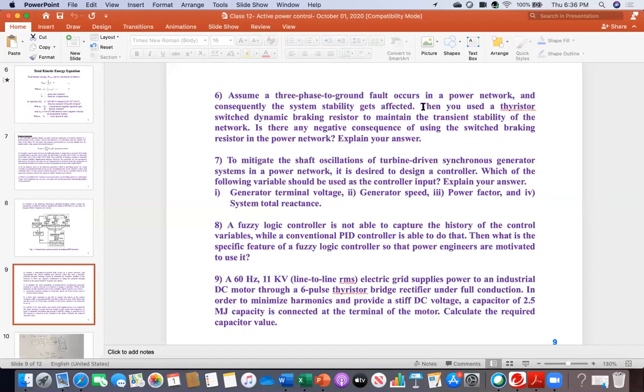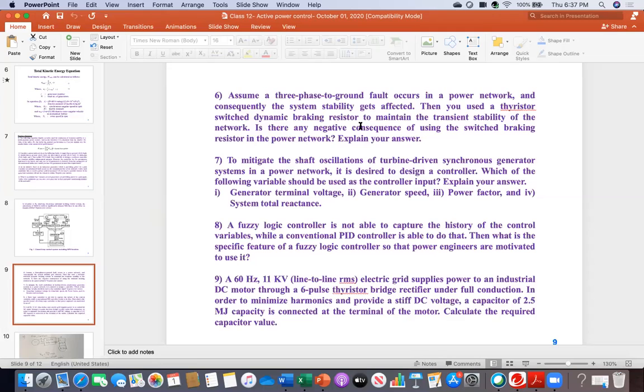Now once again, everybody, the question is: is there any negative consequence of using the switched braking resistor in the power network? The answer is yes. There might be a negative impact on the connected shaft system because of continuous switching of the braking resistor. Although transient stability will be maintained and the system might not become unstable, because of the continuous vibration or oscillation, there might be some blockage, damage or deformation of the shaft system.